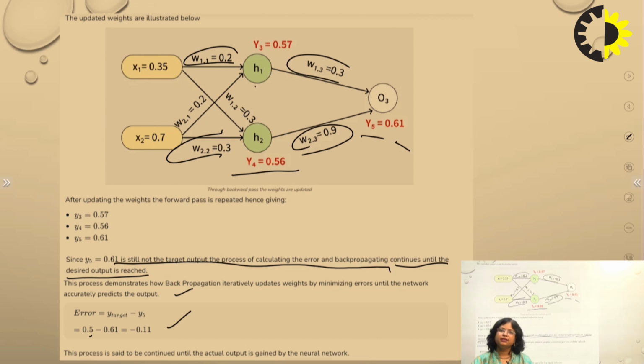So this is all about backpropagation. I hope all of you have understood what backpropagation is and how it can be applied to minimize the error between the expected and actual output. So this is all about backpropagation.